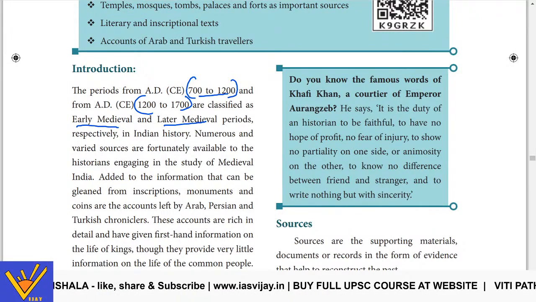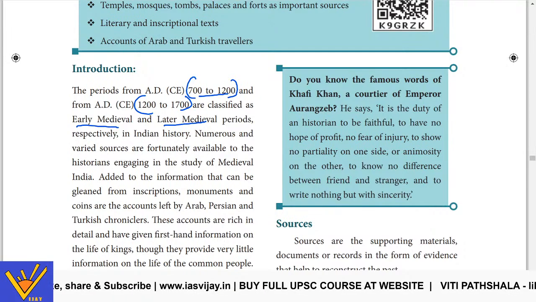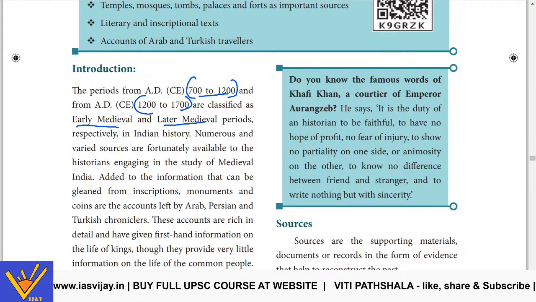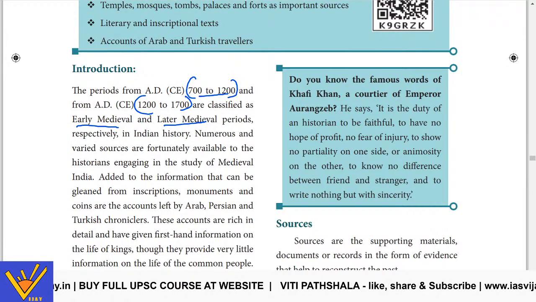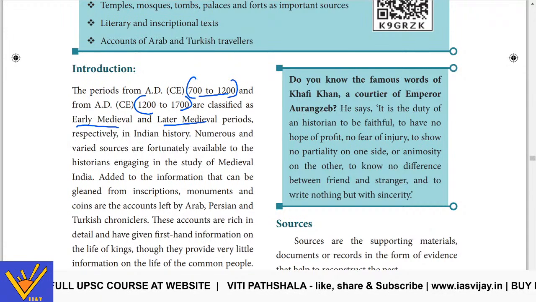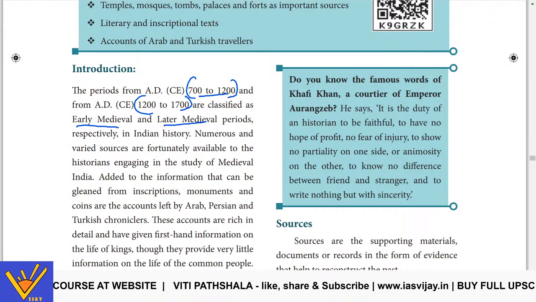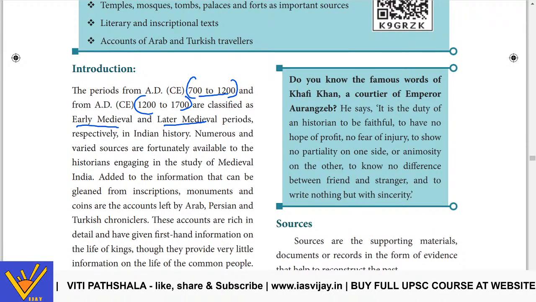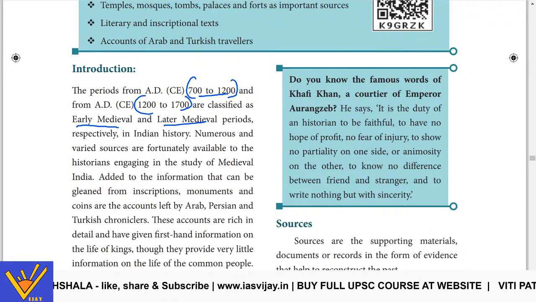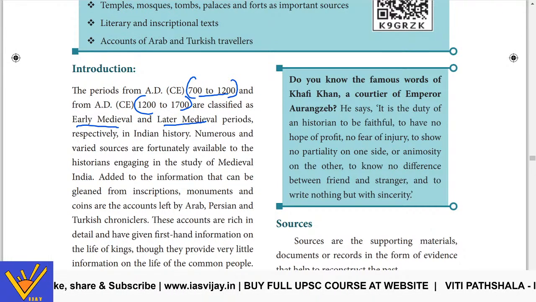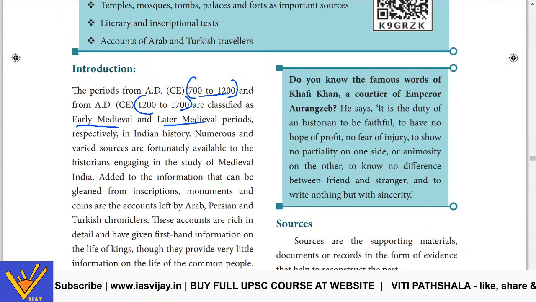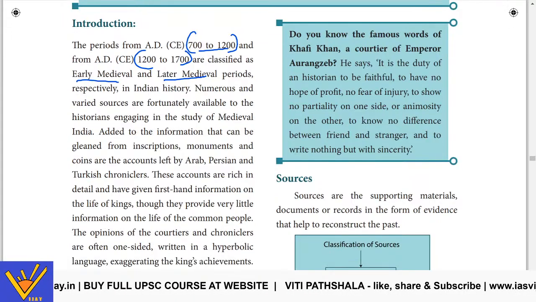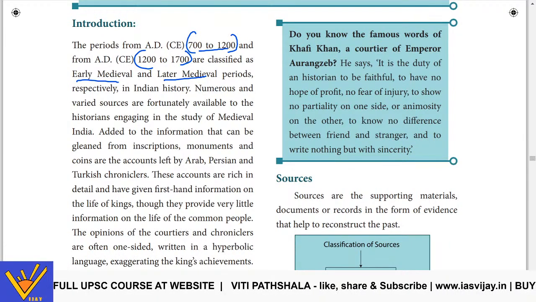Now numerous and varied sources are fortunately available to the historians engaging in the study of medieval India. Now what we are going to study is what are the sources to study the medieval history, what are the things that are available from which we can get to know about the medieval history. Now added to the information that can be gleaned from the inscriptions, monuments and coins are the accounts left by the Arab, Persian and Turkish chronicles.